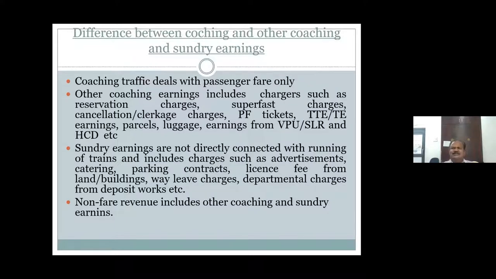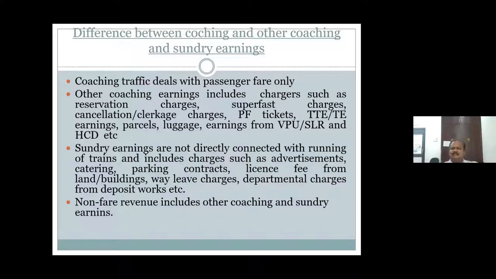They are not directly connected with the running of the trains or with the passenger fare. So that is the difference between the sundry earnings and other coaching earnings. You need to have a clear idea what is the passenger fare, what is the other coaching traffic, and also what are the sundry earnings. The question will definitely ask what comes under the sundry earnings.